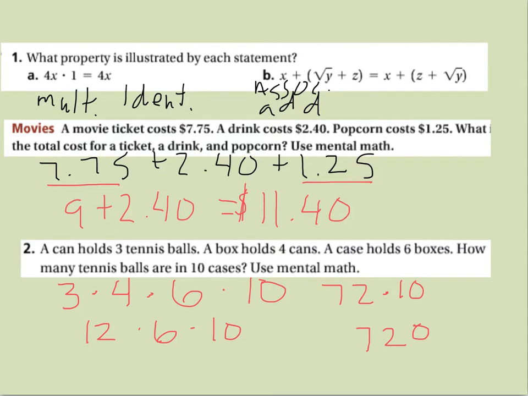So here I am multiplying my answers. 3 tennis balls are in 4 cans. 4 cans hold 6 boxes. And how many would be in 10 cases? So I have to multiply those all together. And I would get 720 tennis balls.